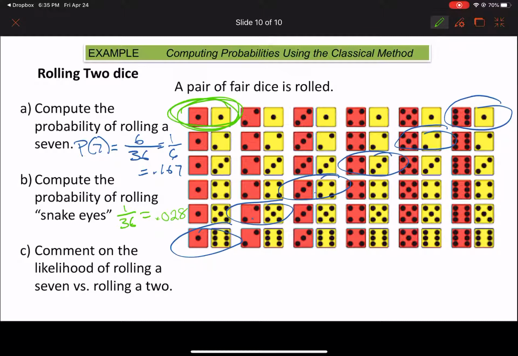So what is the likelihood of rolling a 7 versus rolling a 2? You are 6 times more likely to roll a 7 than you are to roll a 2. Hopefully that makes sense to you.